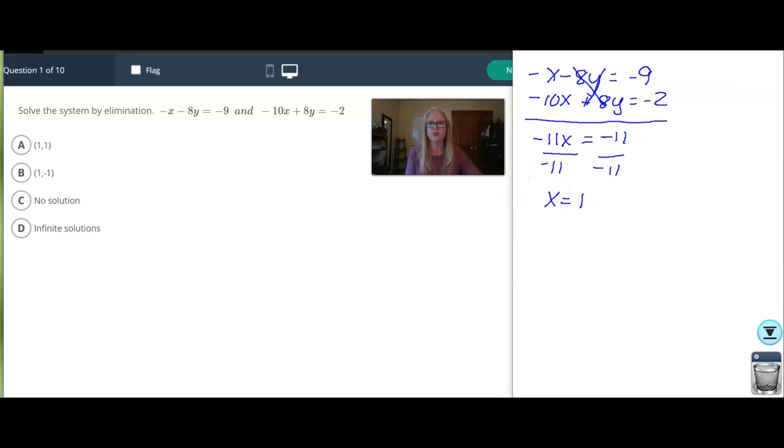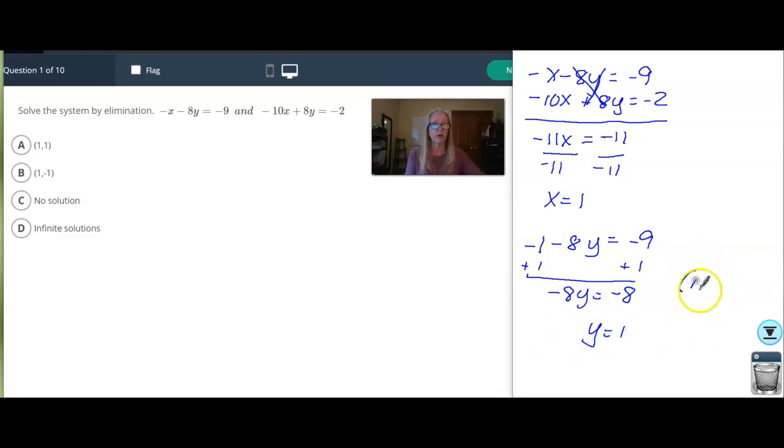From there, we can choose either of the original equations and plug that 1 in for x. So let's use the first one, -x, so it would be -1 minus 8y equals -9. Okay, well, to get 8y by itself, we add 1 to both sides. That gives us -8y equals -8, and so that means that y is also 1. So the correct answer to number 1 is 1, 1.